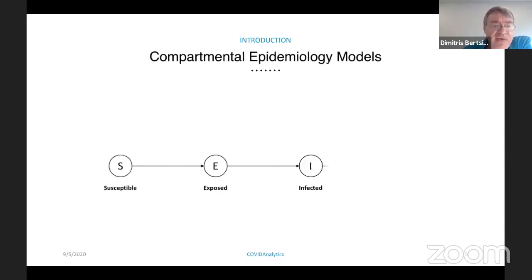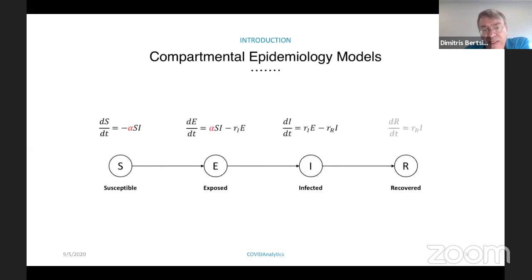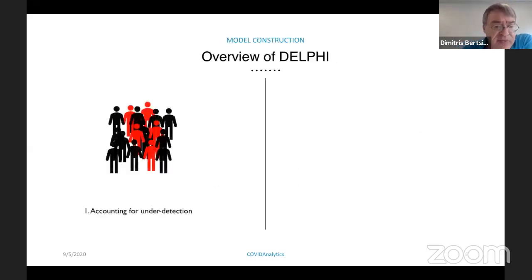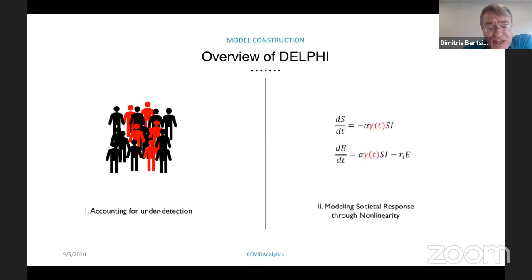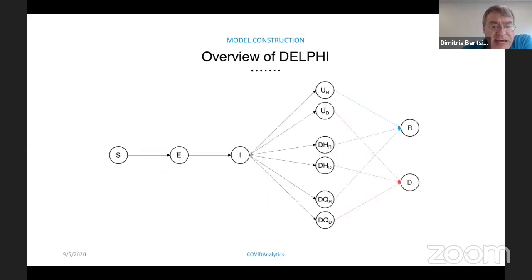The model we utilize, and this is sort of epidemiology 101, is a compartmental epidemiology model in which the succession of the disease is from susceptible people to exposed to infected and then recovered. We augmented this model by accounting for the underdetection that exists and also modeling societal response through nonlinearity. I'll talk more about that. So our model involves, again, susceptible, exposed, and infected, but with far more detail on undetected people, hospitalized, and quarantined.